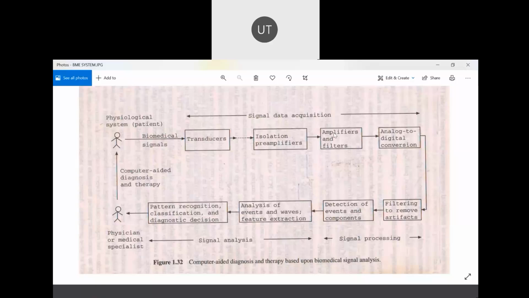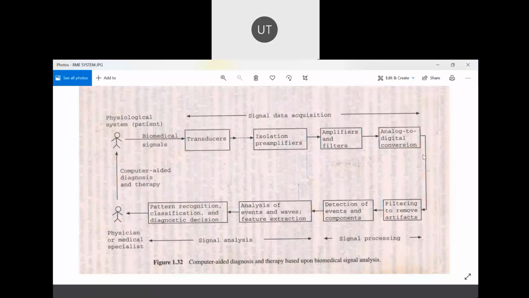Then the amplifier and the filters are used to remove the unwanted signals and noise, and get only the wanted signals. Then, as we are dealing with the signals digitally, we have to convert the signals into digital form. The block itself will mention that. So all these blocks come under the acquisition of the data, that is signal data acquisition.